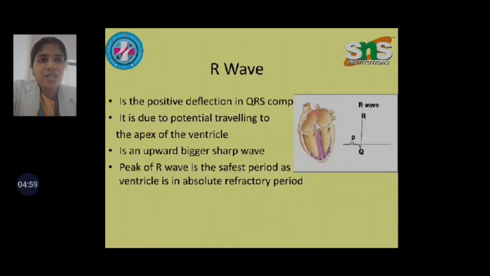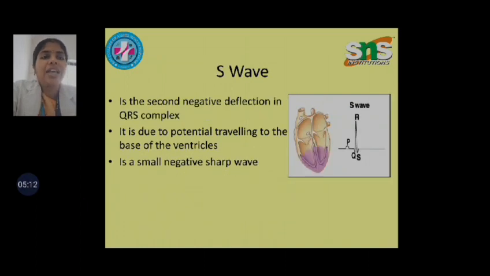The R wave is the positive deflection of the QRS complex due to potential traveling through the apex of the ventricle. It is an upward, bigger, sharp wave, and the peak of the R wave is the safest period as the ventricle is in the absolute refractory period. The S wave is the second negative deflection in the QRS complex. It is due to potential traveling to the base of the ventricle. It is a small negative sharp wave.